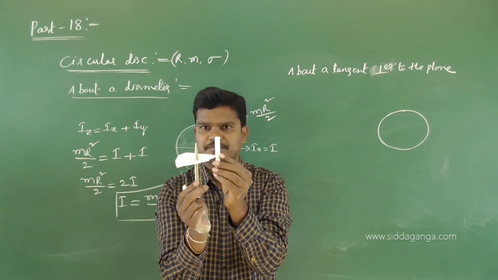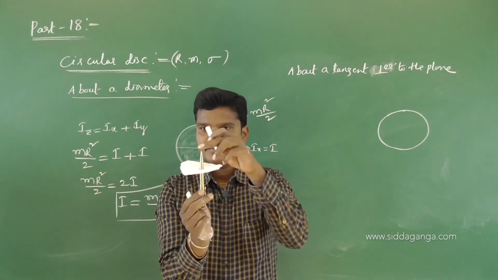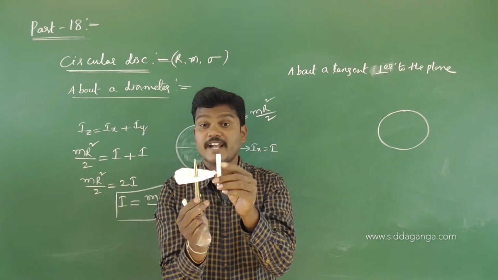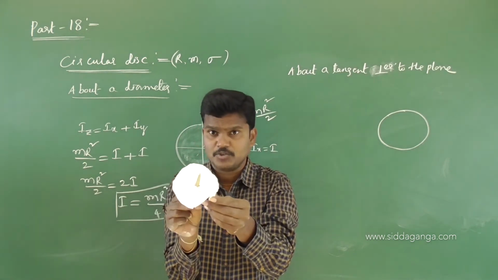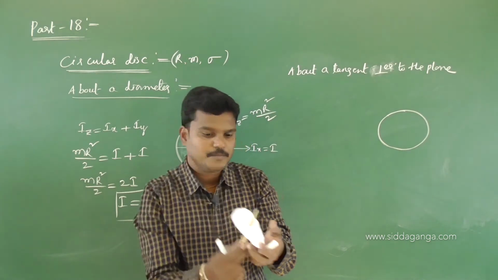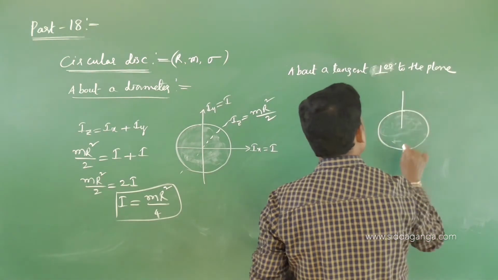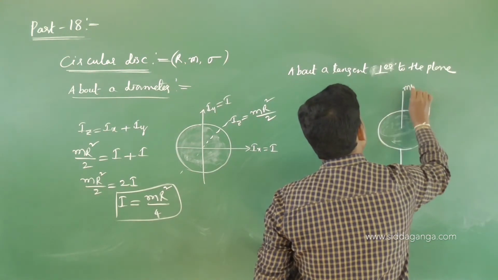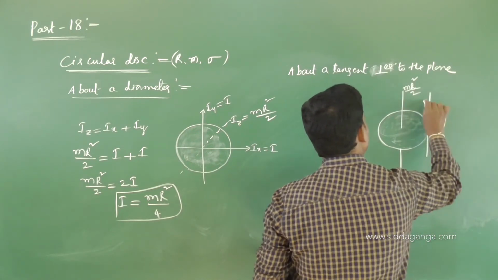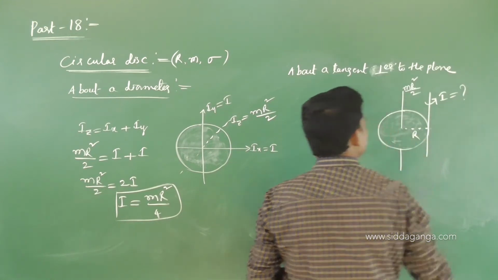Now about this chalk piece, about this one, it is mr square by 2, and we have to find about a tangent perpendicular to the plane. See, there is a perpendicular axis. These two are perpendicular to the plane. This we already got, mr square by 2. And the target is to find out about this axis. What is the gap? R.